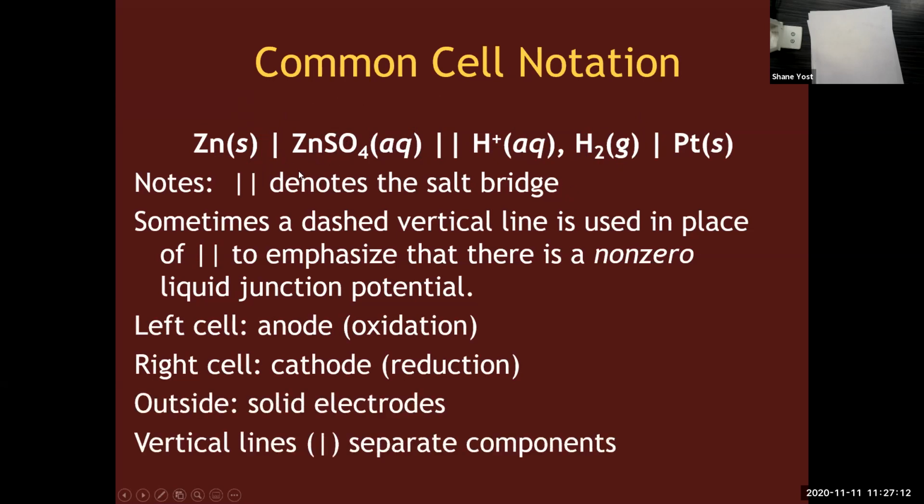Then you have a single solid line to separate the solution from the electrodes. Notice here at the cathode, the electrode is just solid platinum, which isn't involved in the electrochemical reaction. It might catalyze the reaction, but it's mainly there to transfer those charges, carry the charges from one side to the other. Questions about the cell notation?